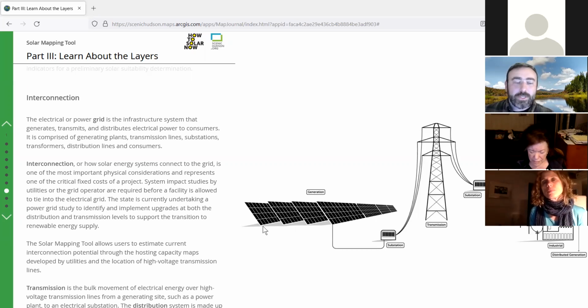But this generation is utility scale. This is large power generating stations. They are sent through a substation into big transmission lines. These are the really big multi-tiered towers you see. They go back to a substation, and then they go into our distribution network and into our use, whether that use is commercial, residential, or industrial.